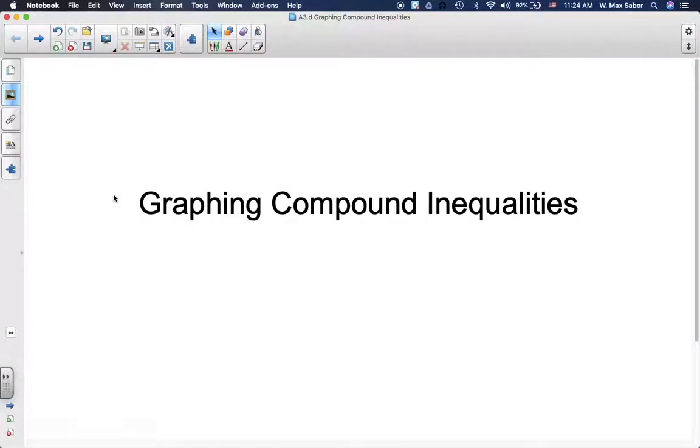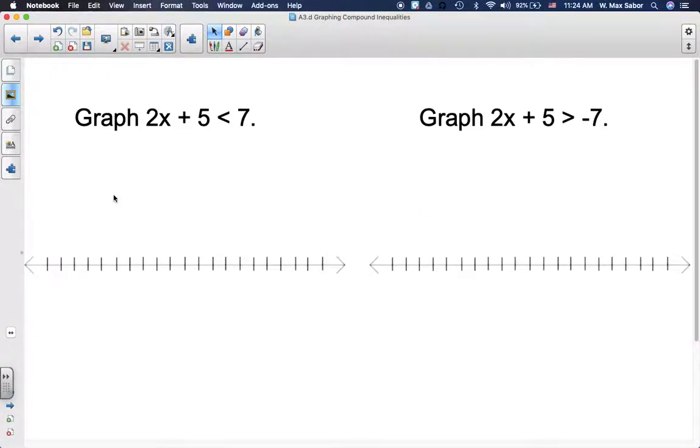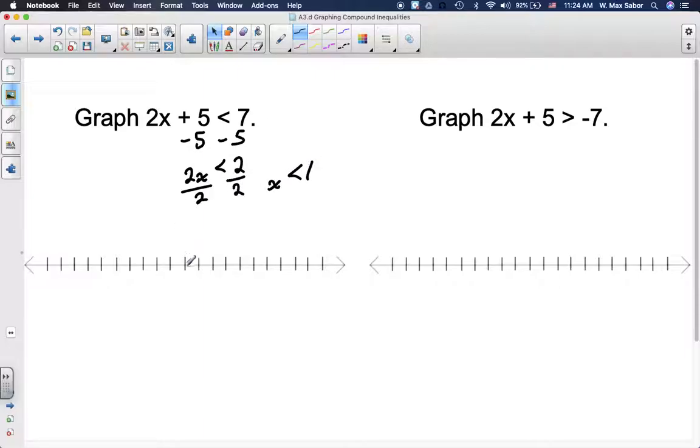In order to graph compound inequalities, we need to understand how to graph simple inequalities. So when we graph these, first we want to solve. Subtract 5, 2x is less than 2, divide by 2, x is less than 1. So let's go with 0, 2, 4. So this would be 1. It's going to be an open circle because of the less than. And it will be shaded to the left because x is smaller than 1.